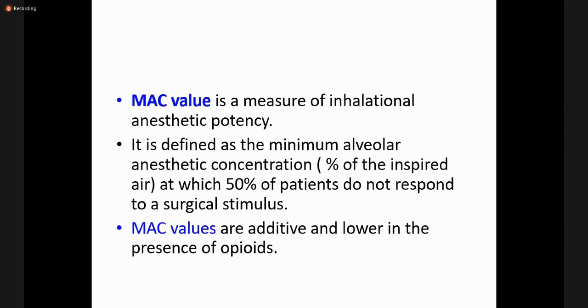So for an inhalational agent, the lungs play a vital role, right? Minimum alveolar concentration is a measure of inhalational anesthetic potency. It is defined as the minimum alveolar anesthetic concentration or percentage of the inspired air at which 50% of patients do not respond to a surgical stimulus. What does it mean, do not respond? That means at this concentration, we are going to blunt the autonomic reflexes, right? There is another explanation: the alveolar concentration of an inhaled anesthetic that is required to prevent a response to a standardized painful stimulus in 50% of patients.